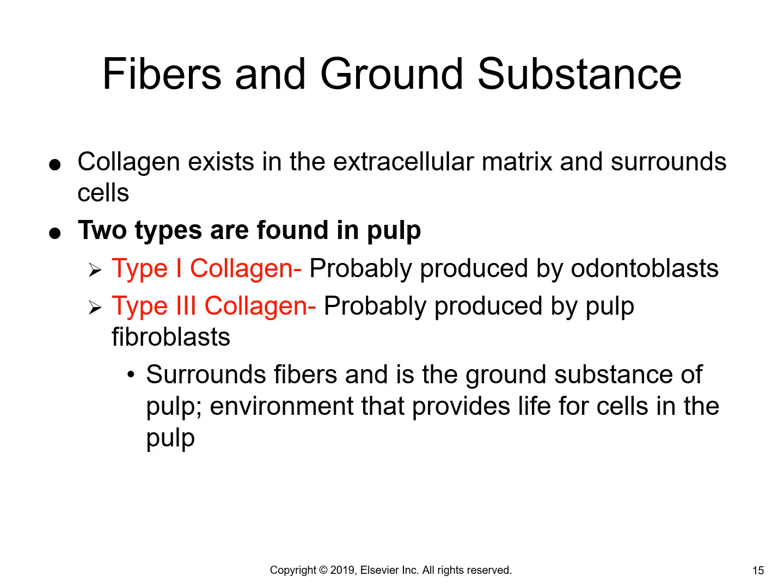The fibers and ground substance, this is the collagen that exists in that extracellular matrix that surrounds the cells. I think of it as kind of like the jelly that holds it all together. There are two types found in our pulp. There's type 1 collagen, which is probably produced by odontoblasts, and then type 3, which is probably produced by those fibroblasts that we were talking about. And this type of collagen surrounds fibers and is also the ground substance of the pulp.